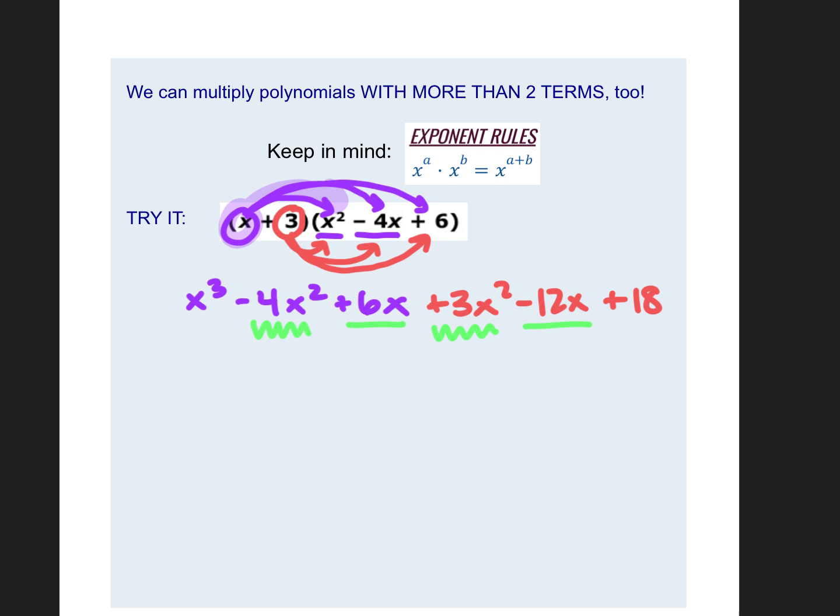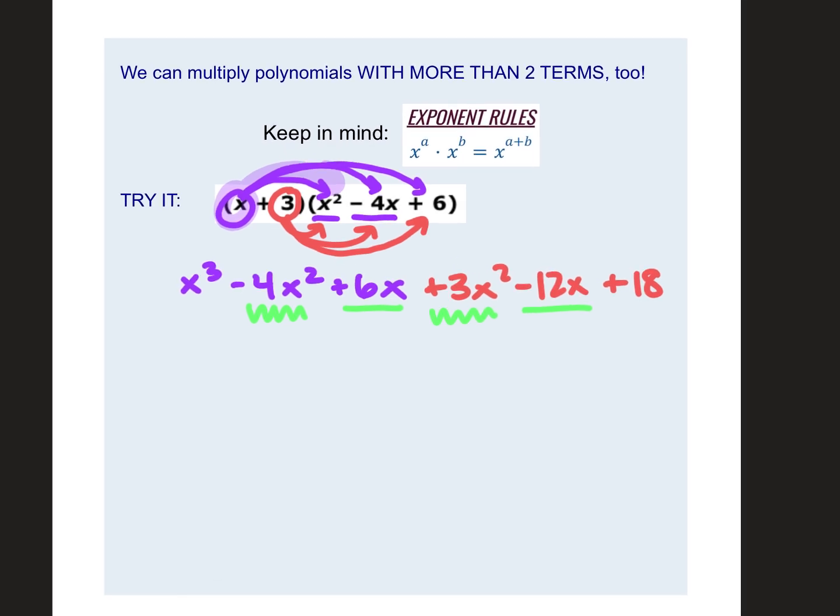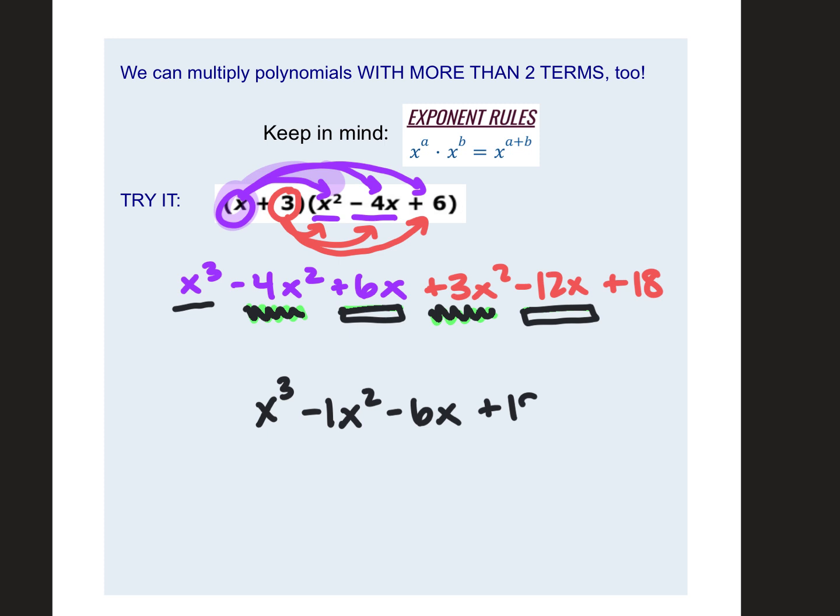When I write this in standard form, I'm going to go from greatest exponent to smallest exponent. So I'm starting with my x cubed. There is nothing to combine with that, so that stays x cubed. Now in my x squared position, we have -4 and a +3, giving me a total of -1x squared. Next up, we have +6x minus 12x, total of -6x. And then my constants at the end, 18.